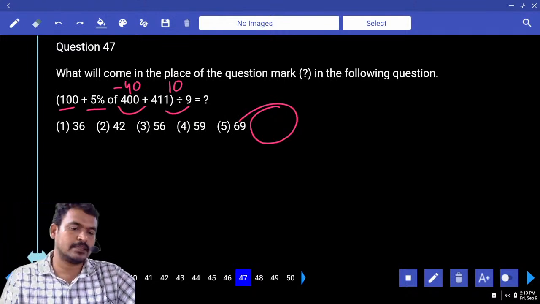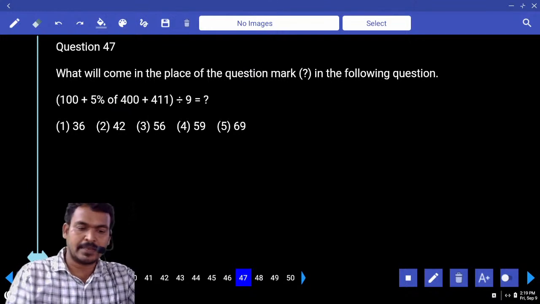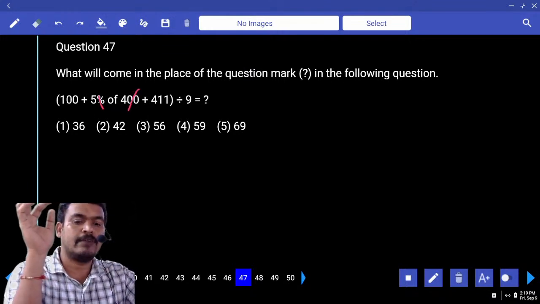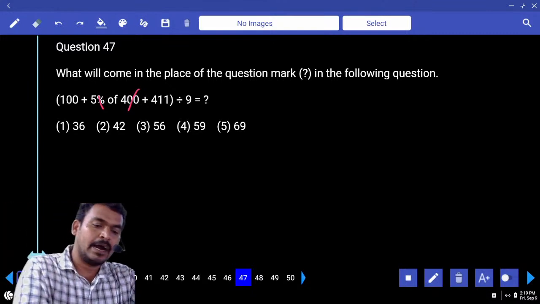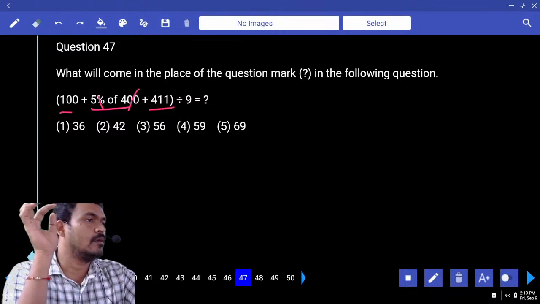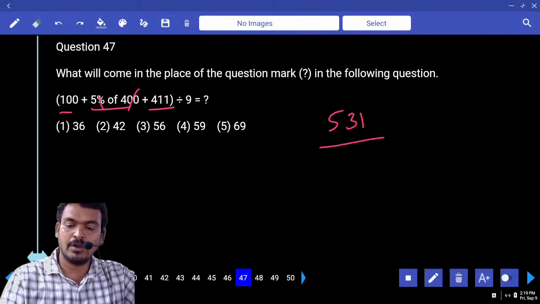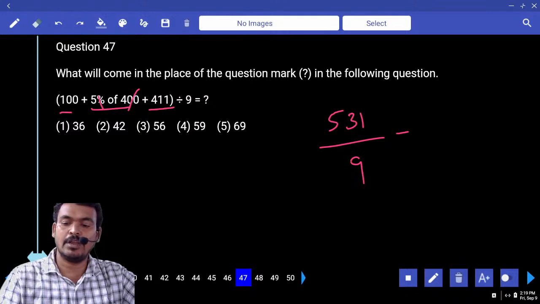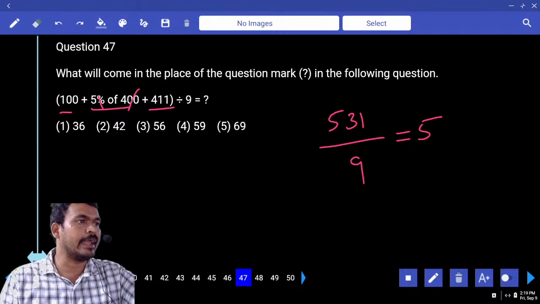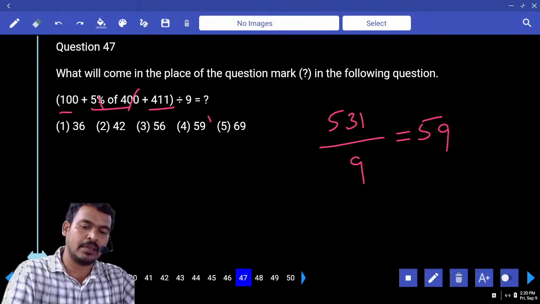Number 47. First priority, 5% of 400 or not? Percentage, the 2 zeros are cancelled or not? 5 4s are how much? 20. 100 plus 20? 120 plus 411. 531 or 3? 1. Divide by how much? 9. 9 how many times? 5 times or 4 times? 5 times. Remaining 81 or not? How many times? 9 times. Answer 59.